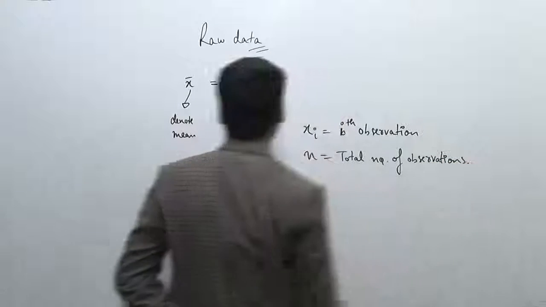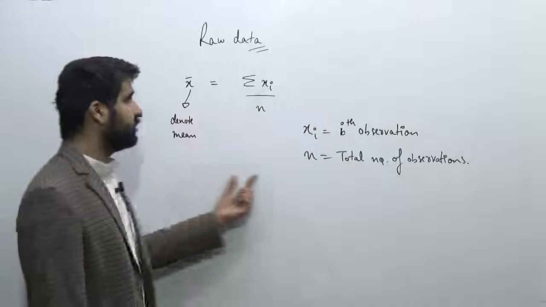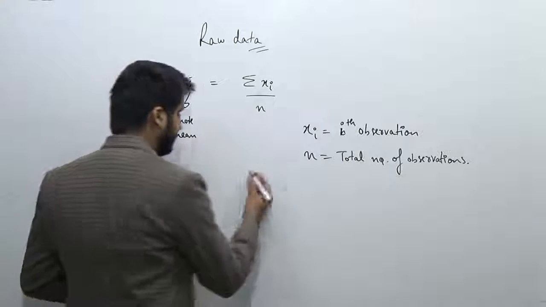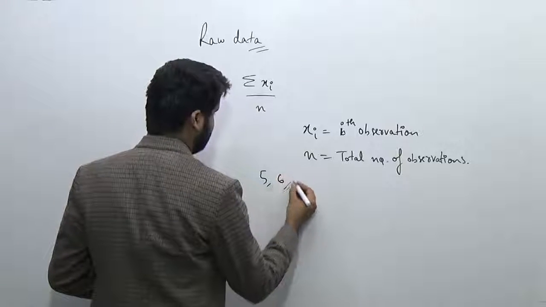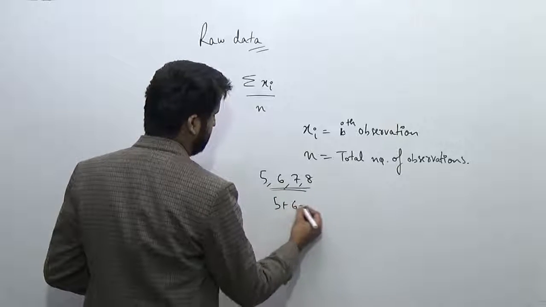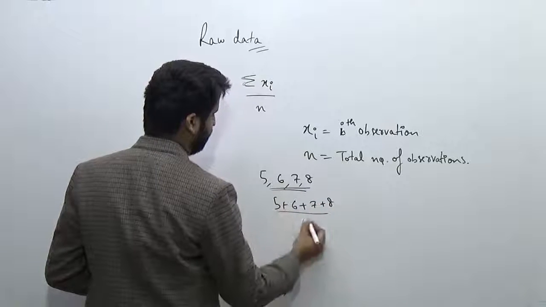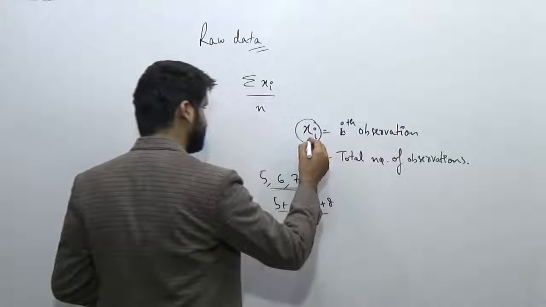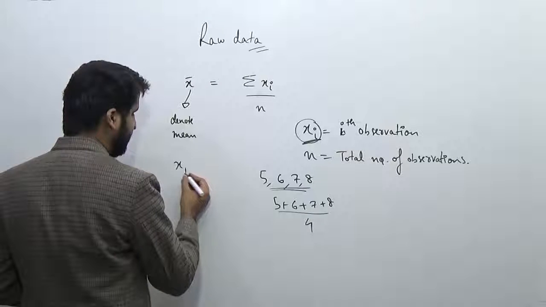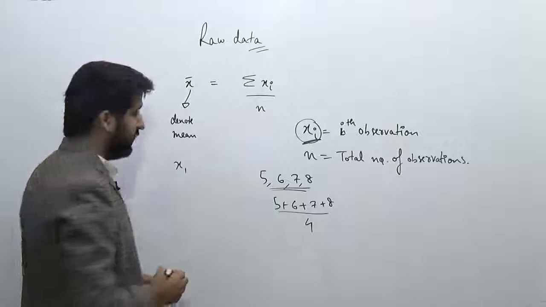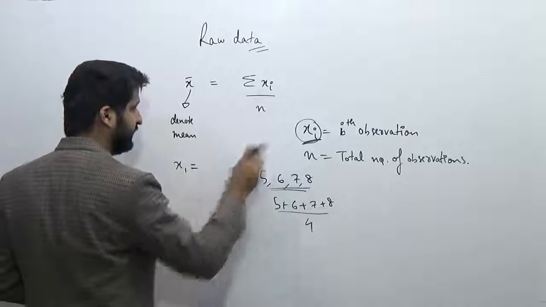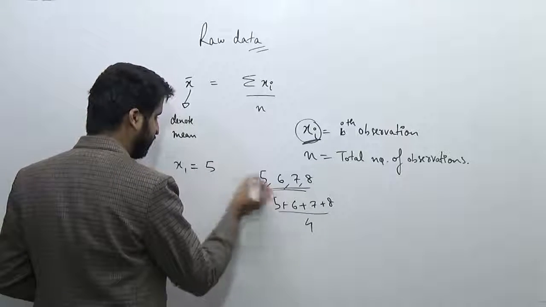So from here you can see that mean is equal to sigma xi upon n, right? So if we take, let's say, 4 numbers, 5, 6, 7 and 8, the mean here will be equal to 5 plus 6 plus 7 plus 8 divided by 4. Now xi, let's see what is the meaning of xi. If I write the value of i is equal to 1, I will get the first term or the first observation, right? So x1 will give me the first observation, which is 5 over here.